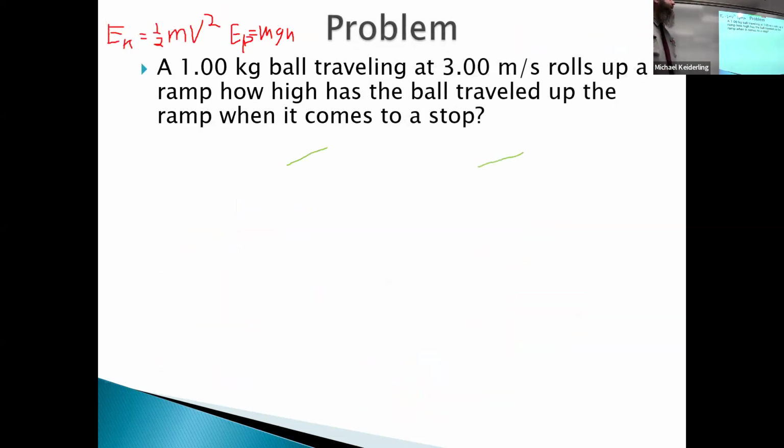So we have a 1 kilogram ball traveling at 3 meters per second, and it rolls up a ramp. How high has the ball traveled up the ramp when it comes to a stop? So it starts with some kinetic energy and rolls up a ramp, turning it into potential energy until it has none left. So I'll let you guys think about that for a bit.